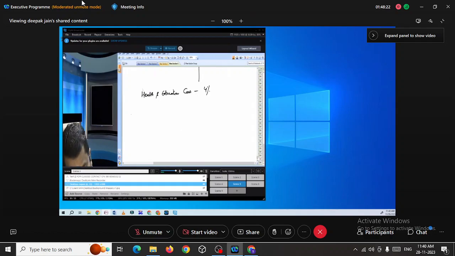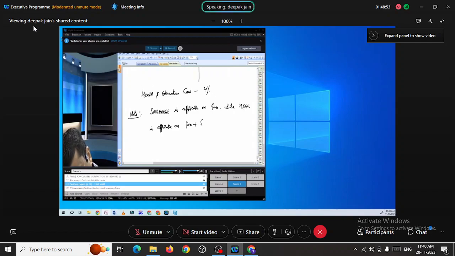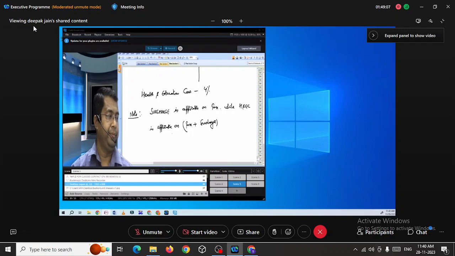So, important note: surcharge is applicable on tax, 12% of the tax, while health and education cess is applicable on tax plus surcharge. Got it?